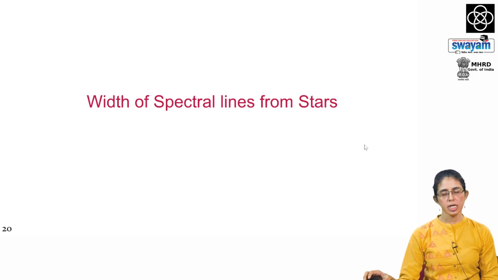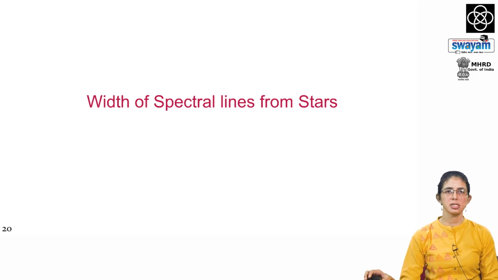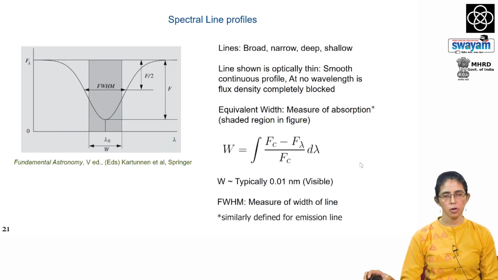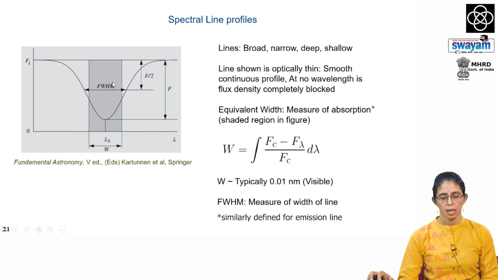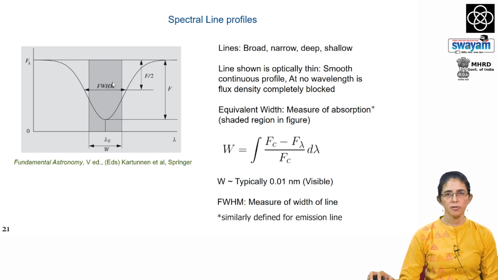While we have understood the strength of spectral lines, is it also possible to understand what causes the width of the spectral lines? The spectral lines can be broad, narrow, shallow or deep. One measure of the spectral line is the equivalent width. This equivalent width is defined as the width of a rectangle whose length is equivalent to the continuum and whose area is equivalent to the absorption line. This is shown by the shaded region in this figure, and the unit of equivalent width is length units, and typically it is of the order of 0.01 nanometers in the optical regime.